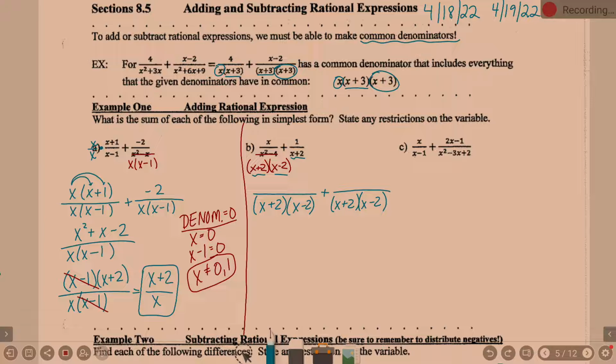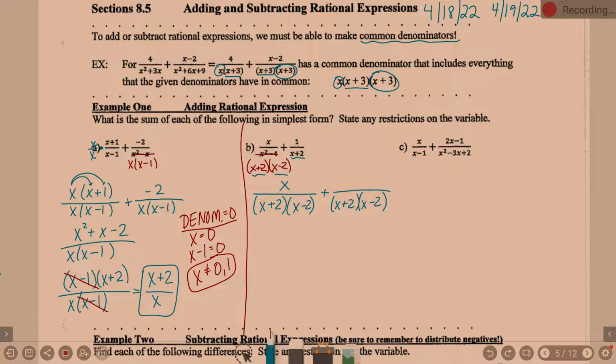Now, as I look at the first fraction, any differences between the original denominator and my common denominator? My original denominator was factored into x plus 2, x minus 2. My common denominator is x plus 2, x minus 2. So does anything on this first fraction need to change? No, because I've already got the common denominator. So this x is just going to carry down. Okay, nothing changes.